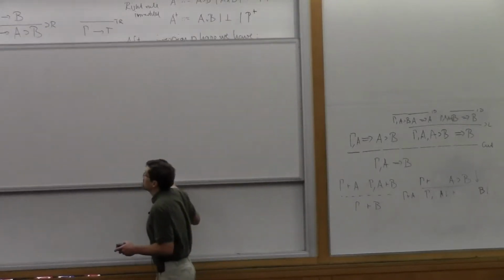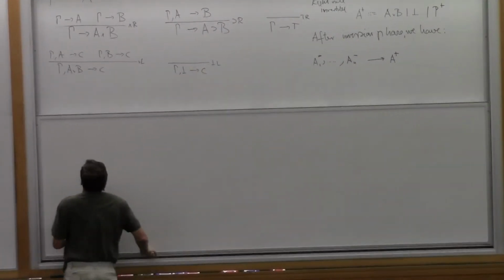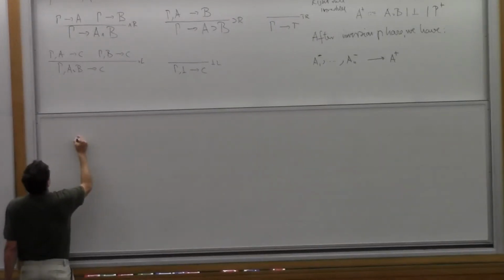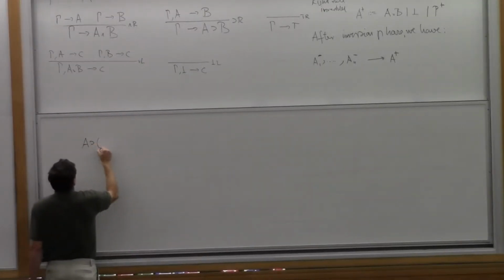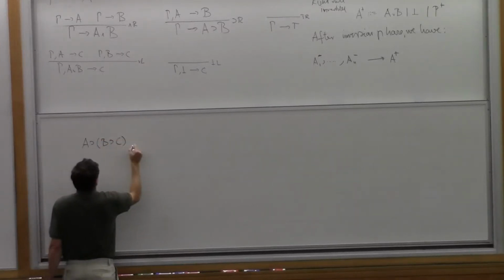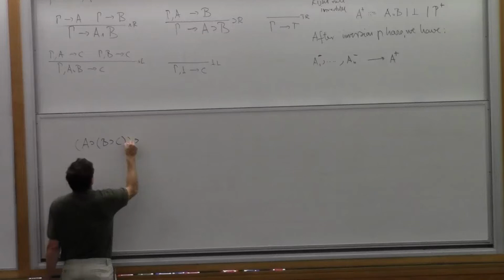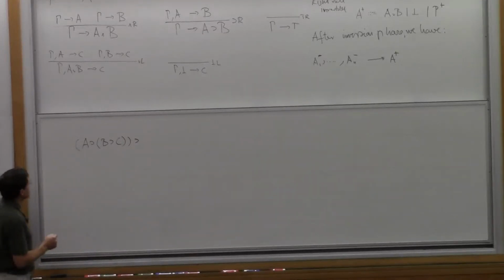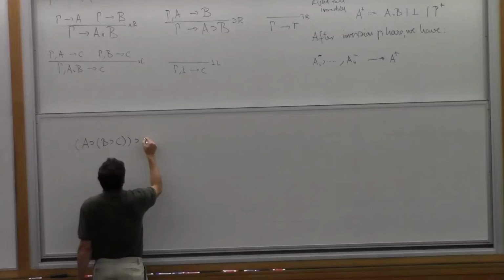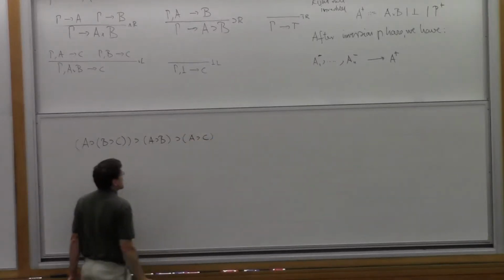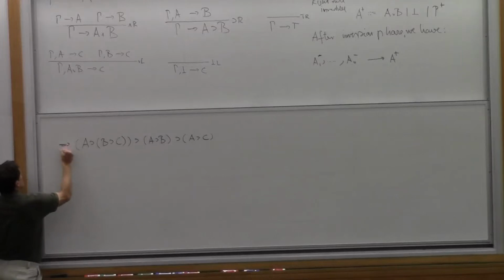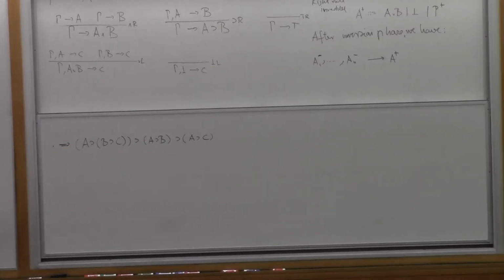Okay, so the example I want to use, these are all simple examples, but let me write it like this. So we have A implies B implies C. And we want to show that, let's see, if we have A implies B, then A implies C. Okay, that's an example of something we want to prove in the sequence calculus without any assumption.